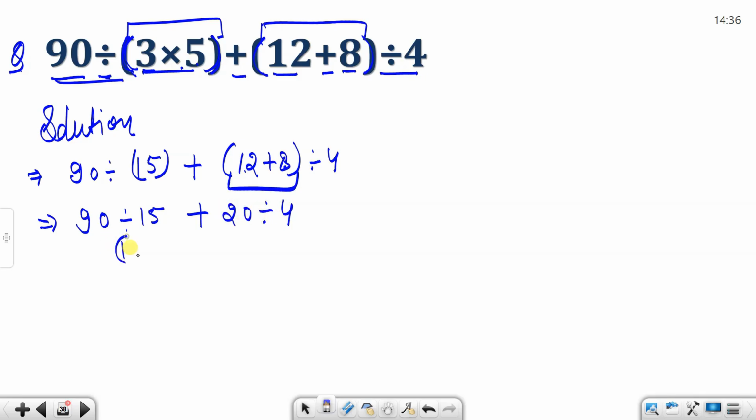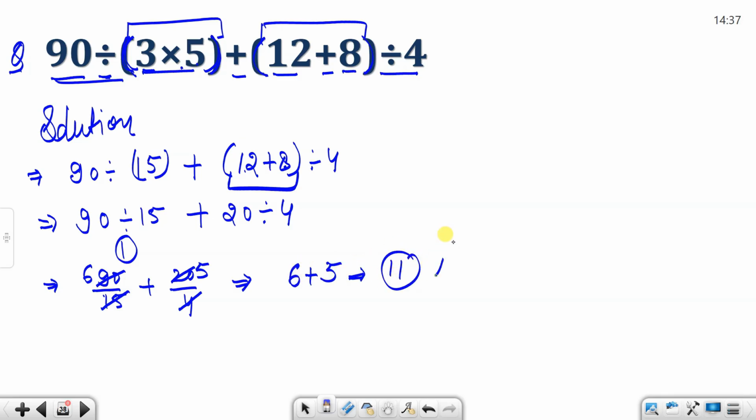Now we'll do the division first. So 90 divided by 15 plus 20 divided by 4. 90 divided by 15 is 6 times, 20 divided by 4 is 5 times. Now let's solve further. 6 plus 5 equals 11. This is the right answer.